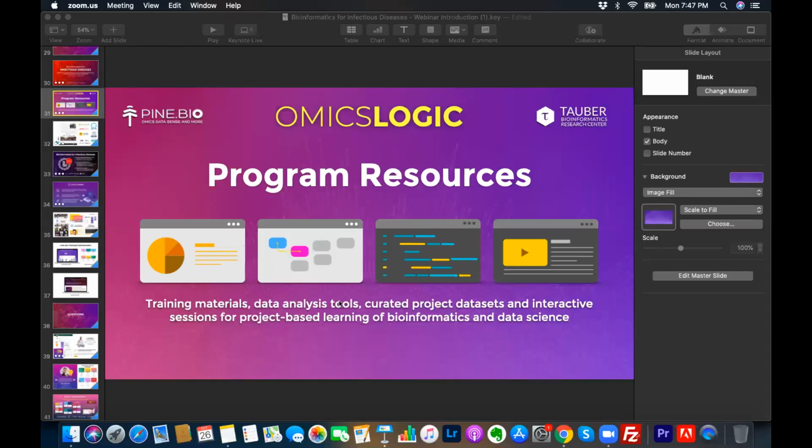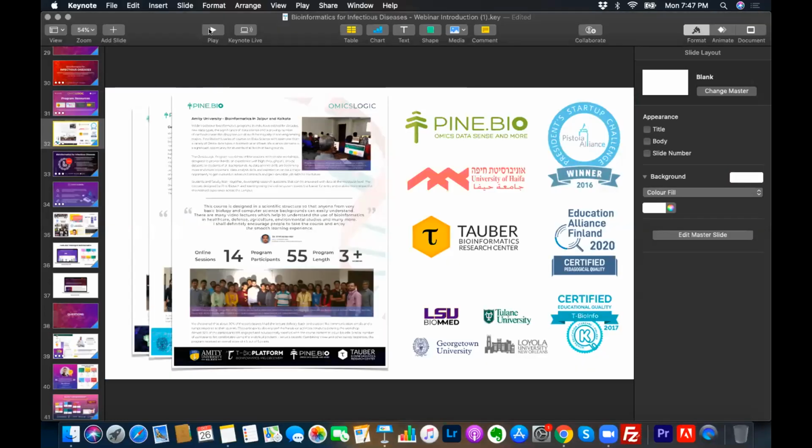Let me share my screen here again. Okay. So before we start talking about the different resources, I just want to give you an overview of the upcoming program, the Bioinformatics for Infectious Diseases.